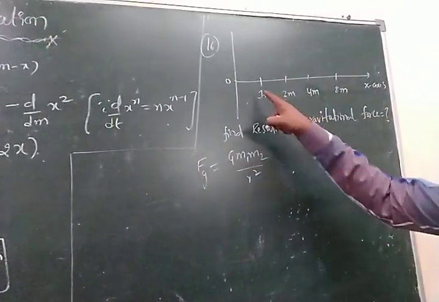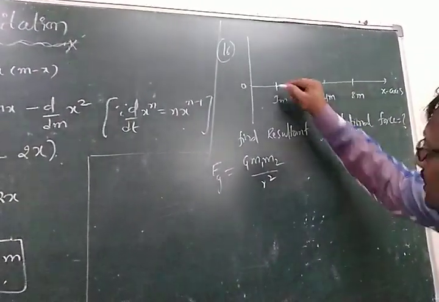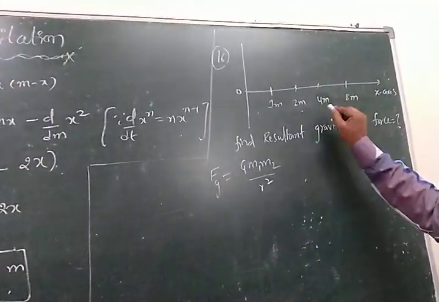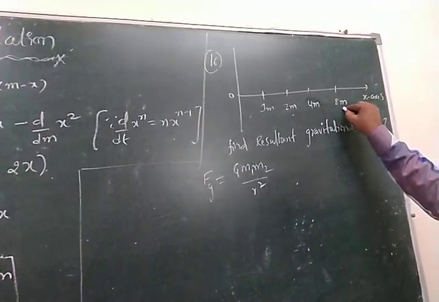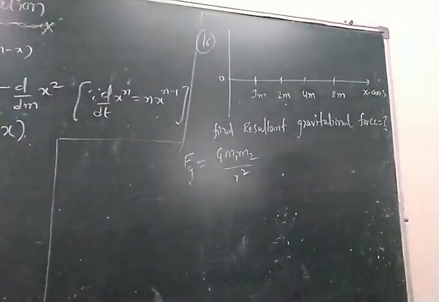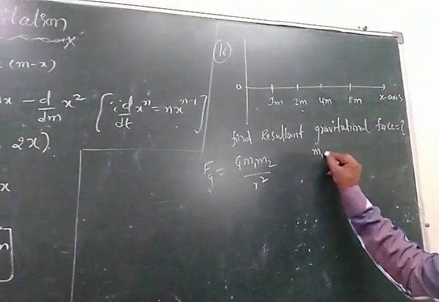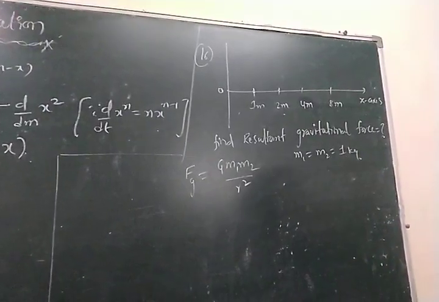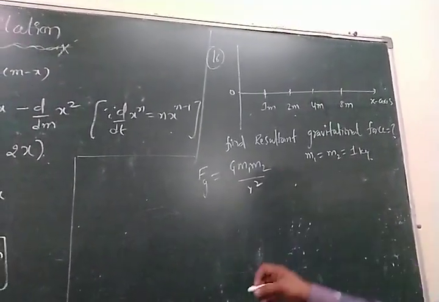Here the first particle has mass m1 and the second one has mass m2, at distances of 1 m, 2 m, 4 m and 8 m. Each mass is given as 1 kg, so m1 is equal to m2 is equal to 1 kg. We can substitute here for the force F.